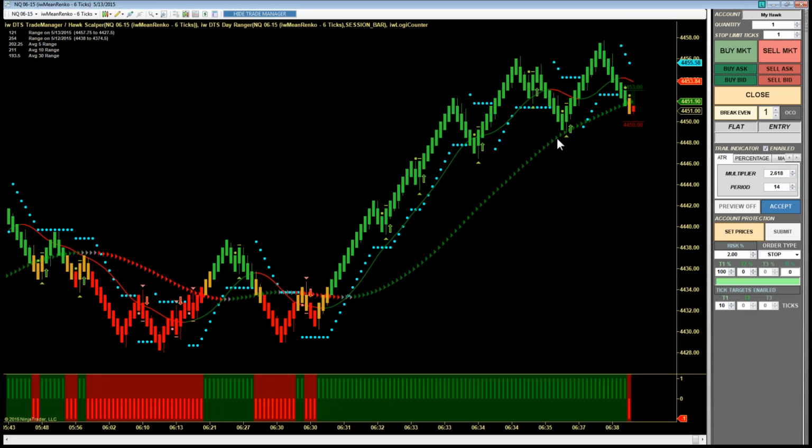Yeah, like Joe says, the bars are nice, they're not mean. We need to rename them median Renko bars. Yes, I know, it's a terrible name. It sounds like they're angry.